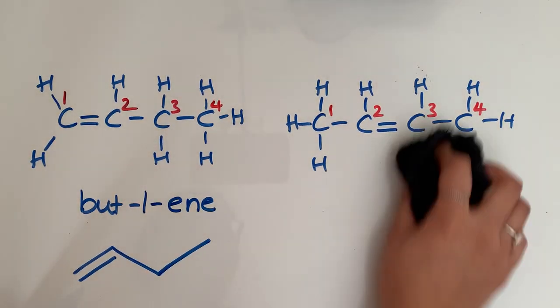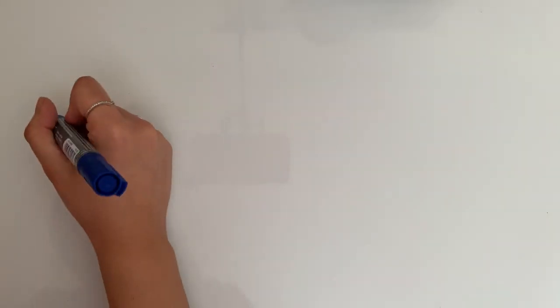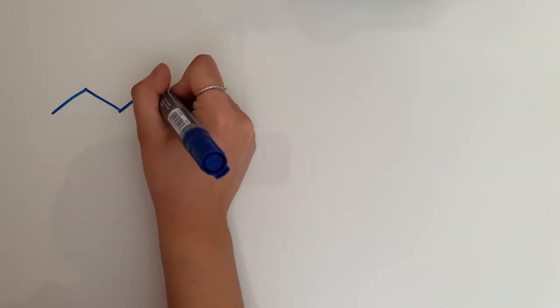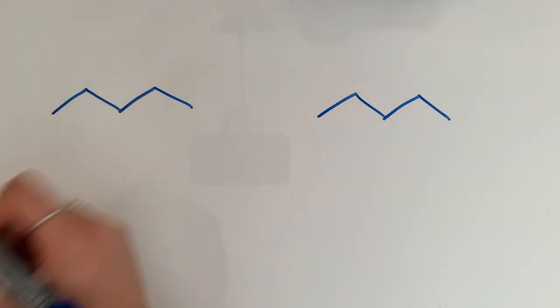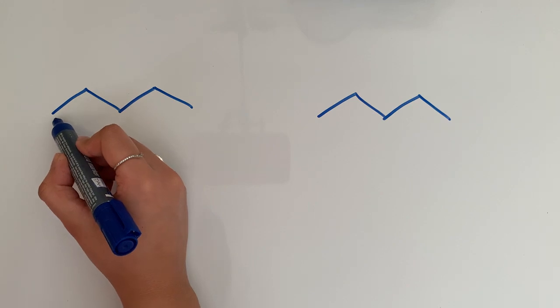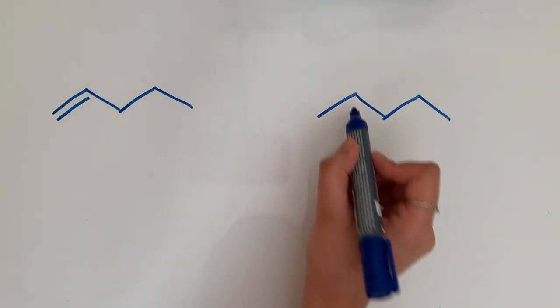Right, let's move on to the next one. So after but, we have pent, that's 5. I'm going to draw the skeletal now. Okay, and the other one here. So we can have one pentene where we have a double bond there, and the other one is where it's over here.